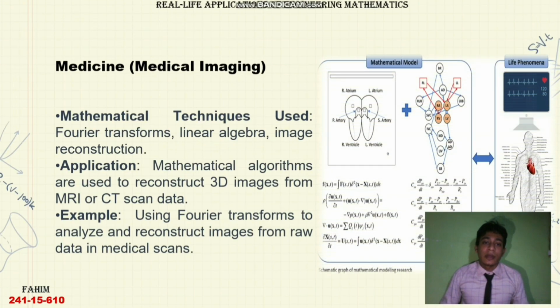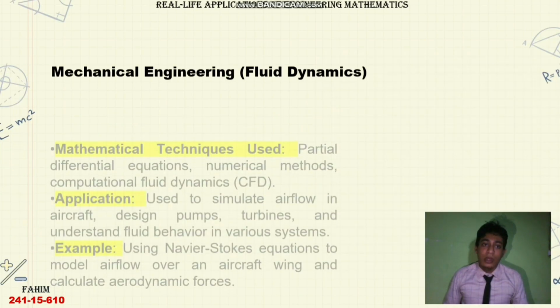Medicine, medical imaging. Mathematical techniques used: Fourier transformation, linear algebra, image reconstruction. Application: mathematical algorithms are used to reconstruct 3D images from MRI or CT scan data. Example, using Fourier transformation to analyze and reconstruct images from raw data in medical scans. Beside, we can see some engineering mathematics formulas. By using this formula we can find out the MRI and CT scan data.